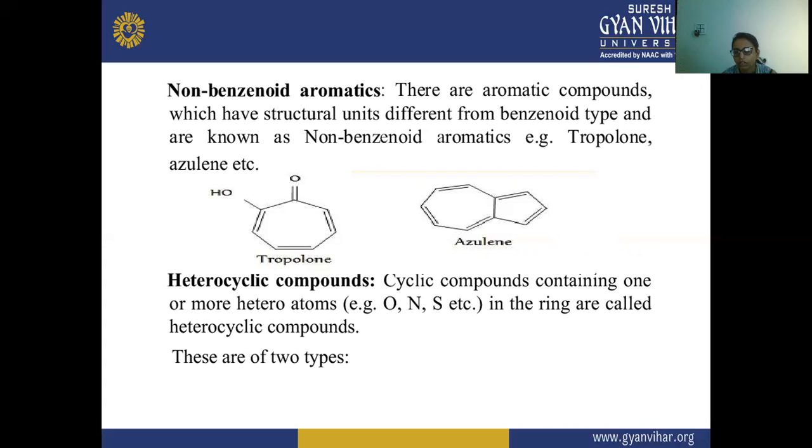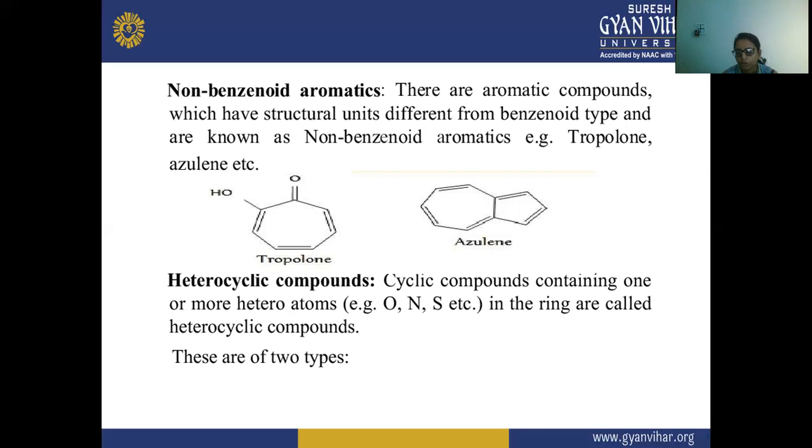So they are your heterocyclic compounds because they contain heteroatoms in them, and the heteroatoms are oxygen, nitrogen, and sulfur. That is why they are known as heterocyclic compounds, because heteroatoms are taking part in the cycle. They are again divided into two types.